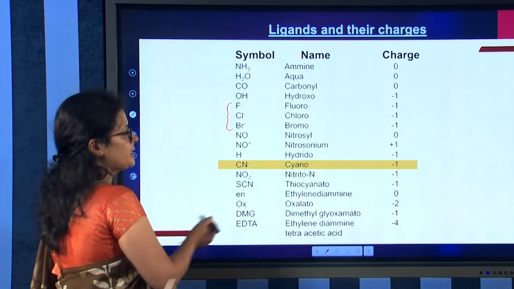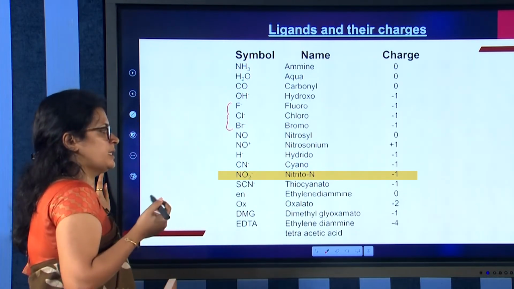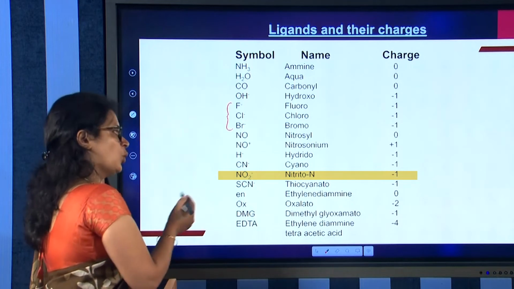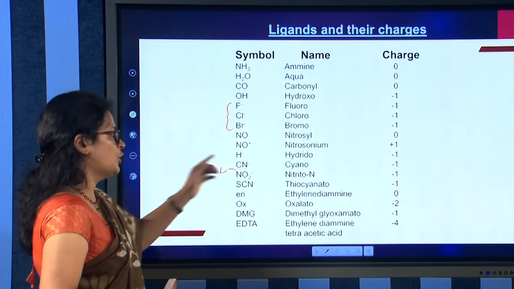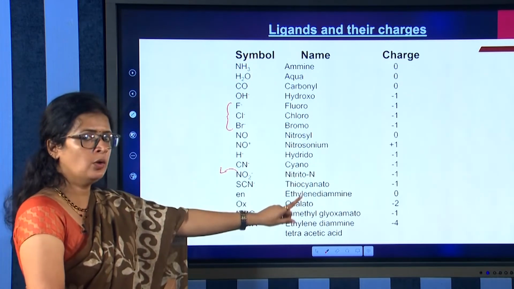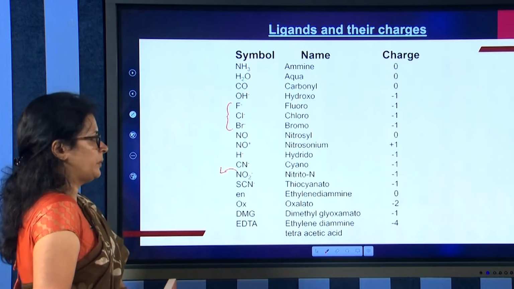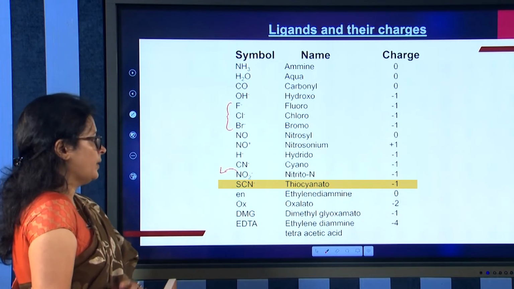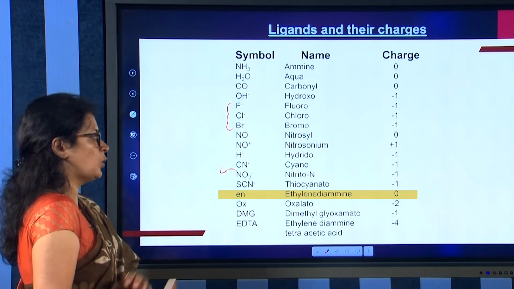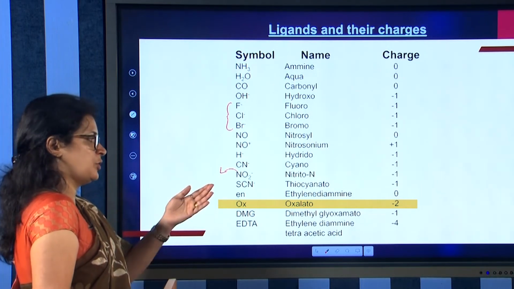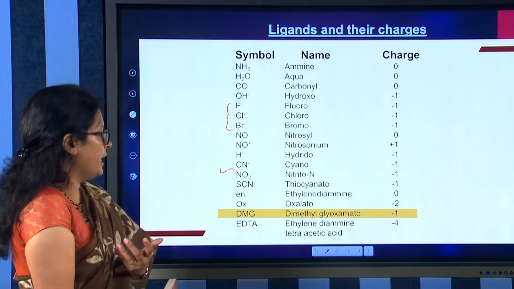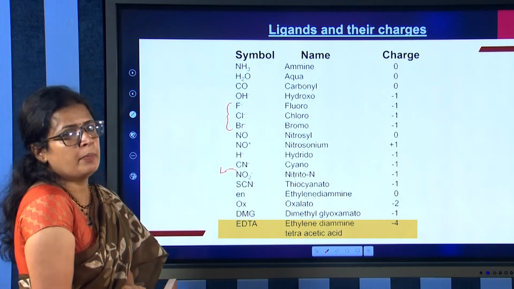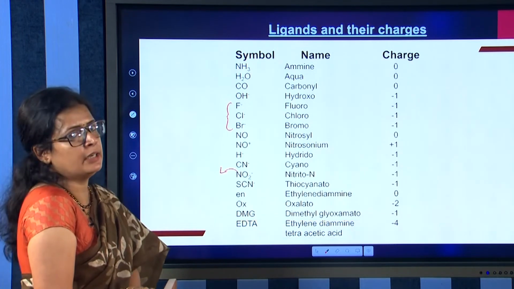Next is cyano, CN minus, which has a charge of -1. NO2 minus can be called nitro, or it can be named nitrito-N, which shows that the donor atom is nitrogen in this case. The charge is -1. SCN minus is also called thiocyanato, having a charge of -1. EN is ethylenediamine, with a charge of 0. OX is the oxalato ligand, with a charge of -2. DMG means the dimethylglyoximato ligand, with a charge of -1, and ethylenediaminetetraacetic acid has a charge of -4. These are the charges carried by the different ligands.